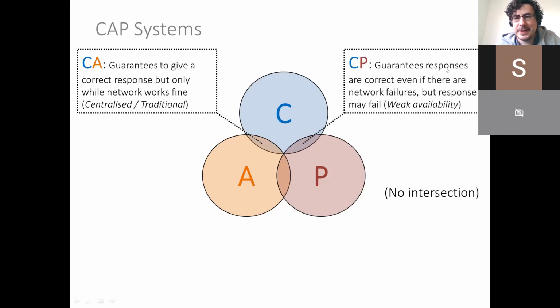So CP systems, they guarantee that the responses are correct, even if there are network failures, but the response may fail. These are also called weak availability. So in general, if there is a problem with the network and certain nodes cannot communicate, it may fail. It may reject a request. It might say, sorry, right now we have problems. We can't answer. We can't add your data. We can't answer your query.